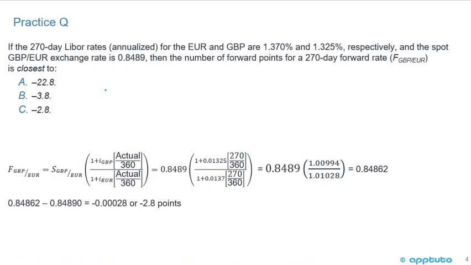Okay, these questions are not too difficult. We have to calculate the forward rate first of all, and then calculate the number of forward points, okay? So we know that the forward rate equals the spot rate times 1 plus the interest rate in the price currency times time. In this case, it's 270 days divided by 360, divided by 1 plus the interest rate of the base currency times 270 over 360.